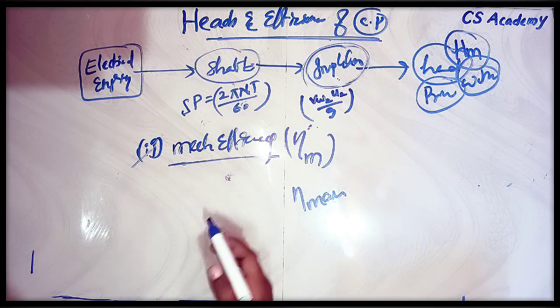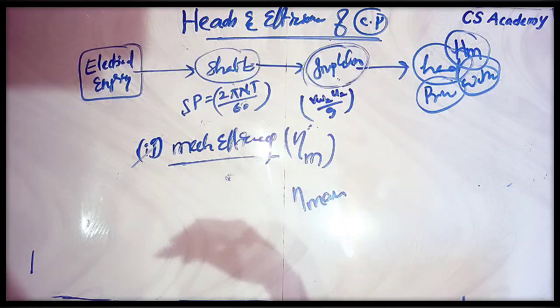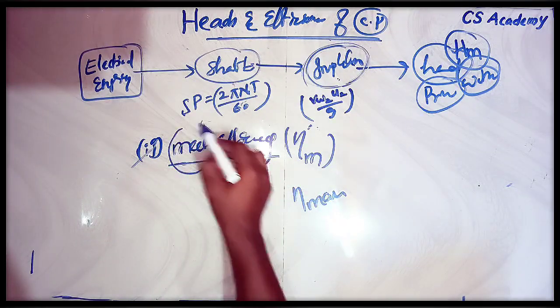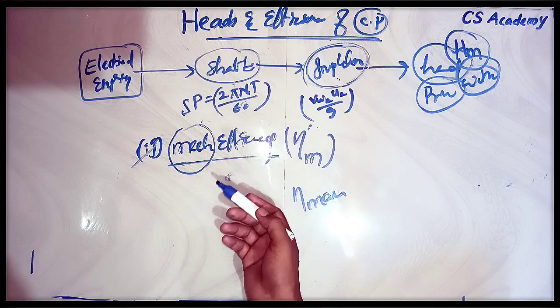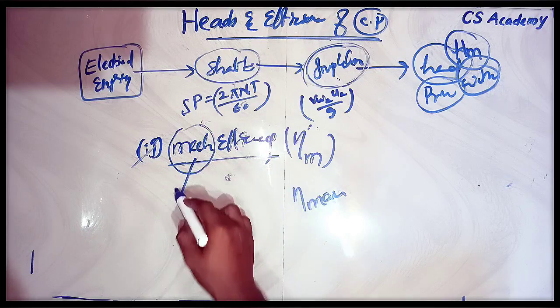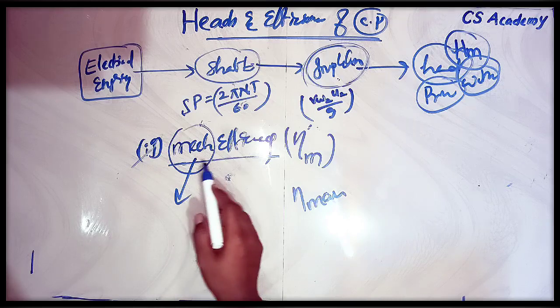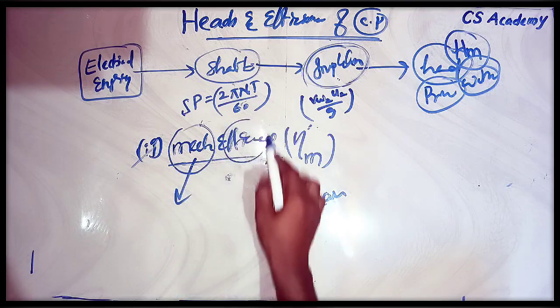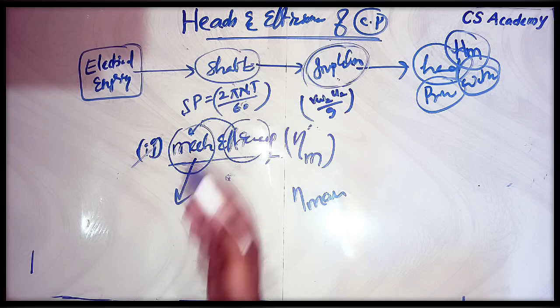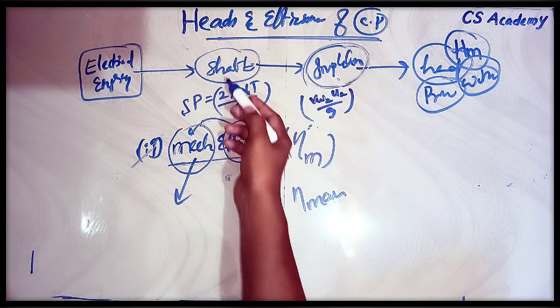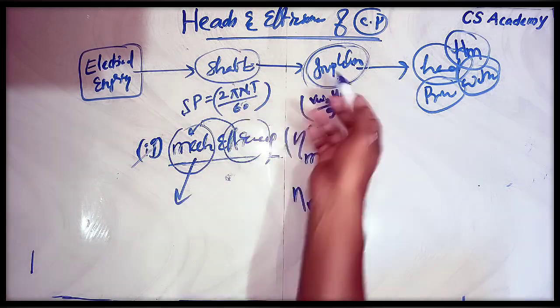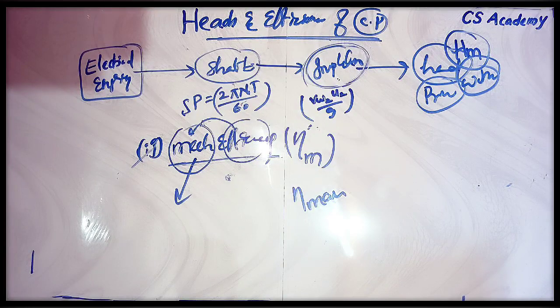This is the second one, mechanical efficiency. As I told, efficiency is nothing but output by input. Here the word mechanical efficiency is nothing but the efficiency of the mechanical components. Listen carefully. Where are the mechanical components here? The shaft is a mechanical component, and the impeller is also a mechanical component. Yes or no?